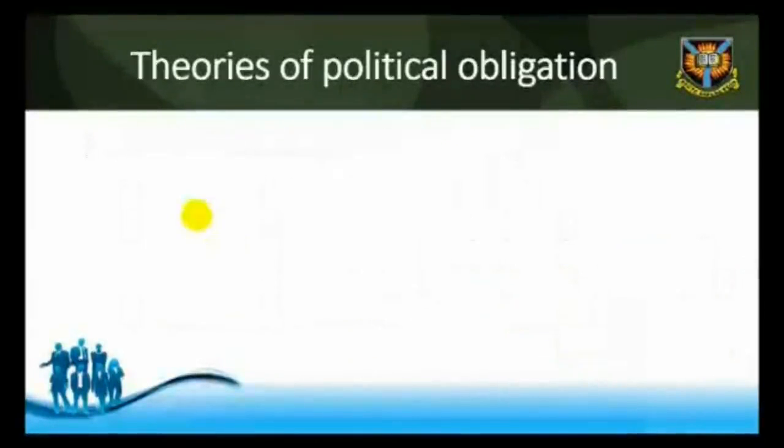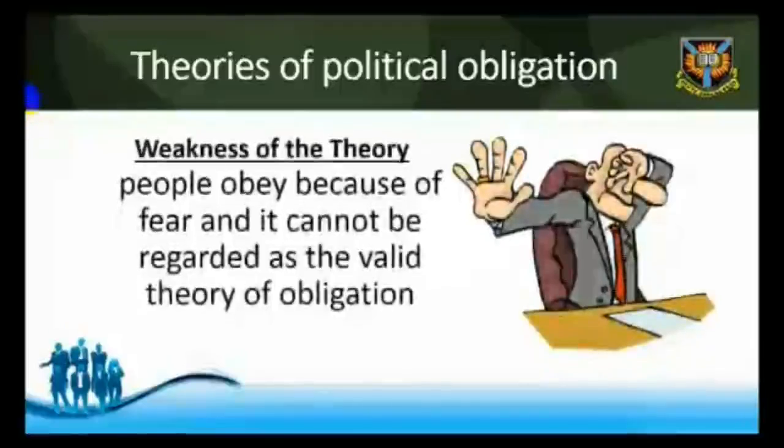Weakness of the theory. That people obey because of fear cannot be regarded as the valid theory of obligation. Following this theory means that people obey out of coercion, but in obligation, there must be an element of voluntariness. People should obey the law voluntarily and not out of coercion.